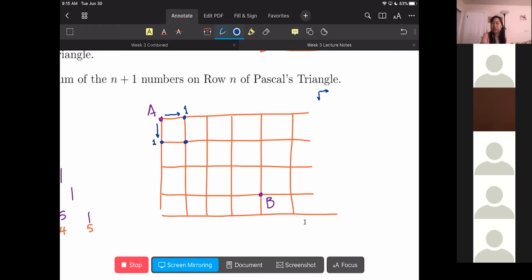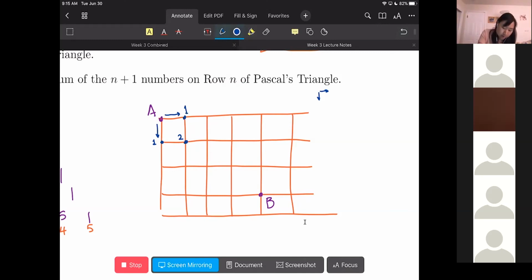So if we could just chime in. 2. Yeah, 2. And the reason that's 2 is there's one way to go from this point, which is just to move down, and there's one way to go from this point, which is just to move right. And then we sum those up, that gives us 2.